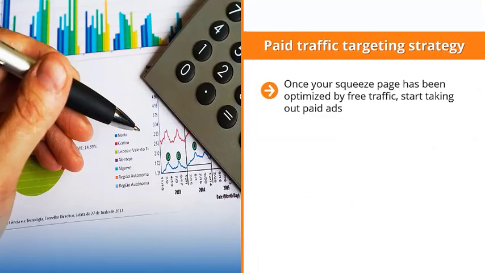Paid traffic targeting strategy. Once your squeeze page has been optimized by free traffic, start taking out paid ads. Now, I don't suggest that you jump in with both feet and place $100 a day ads on Facebook or Google AdWords. Instead, I suggest that you optimize your squeeze page and your mailing list to paid traffic using small, targeted ad buys. Start with $1 daily buys. Pay attention to your statistics. See if people are really converting at a high enough rate. Keep tweaking your squeeze page until your $1 ad buys convert at a fairly high rate.